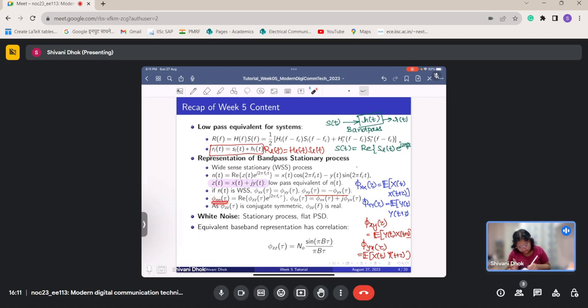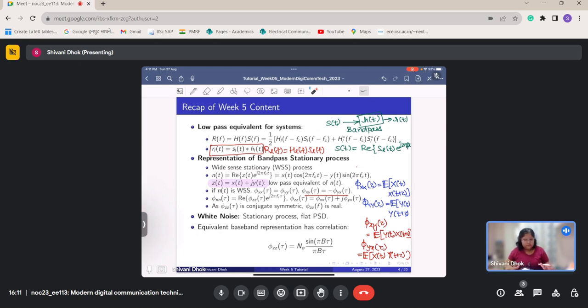Now this phi_nn(tau), which is simply the autocorrelation of this n(t), comes out to be the real part of phi_zz(tau) into e power j 2 pi fc tau. This is also a similar representation as this, and this phi_zz(tau) is simply phi_xx(tau) plus j times phi_yx(tau). Another thing that was seen was that this phi_zz(tau) is conjugate symmetric, which means that if I take its Fourier transform, it will be a real quantity.